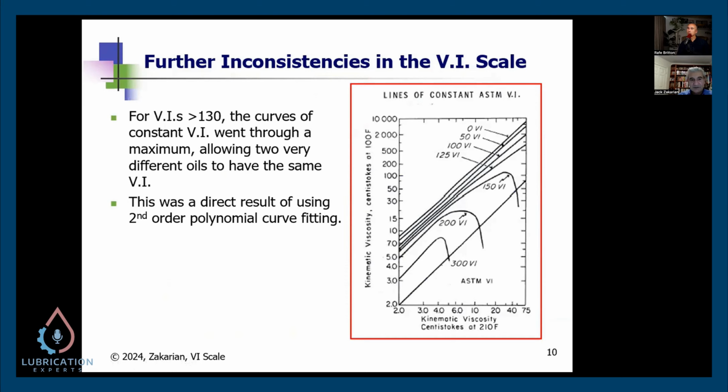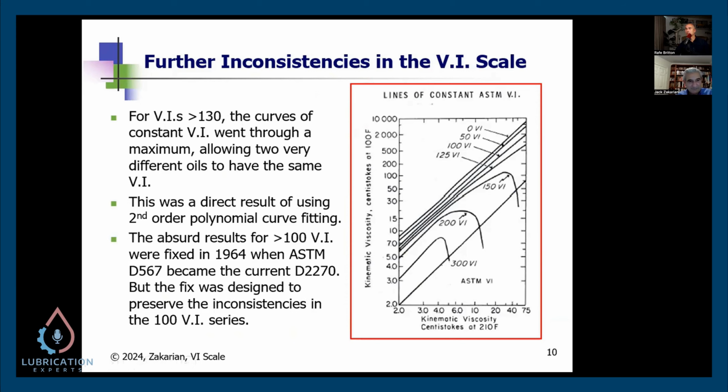This is a direct result of using second order polynomials. If you remember your high school algebra, polynomials are going to have an inflection point somewhere, and basically you're seeing that inflection here. And so when you do that kind of curve fitting, you've got to be careful if you want to extrapolate. And so this situation got so bad as oils improved during the Second World War and after. More oils and synthetics were getting these crazy high VIs. ASTM had to do something about it.